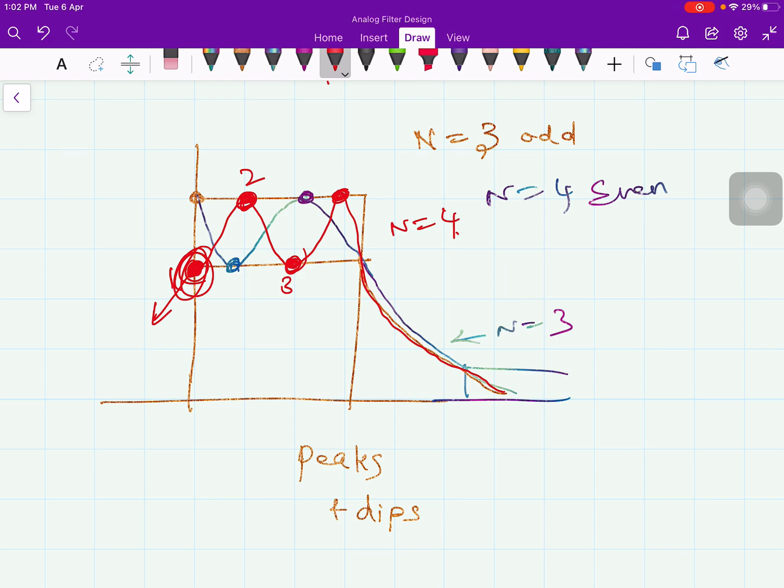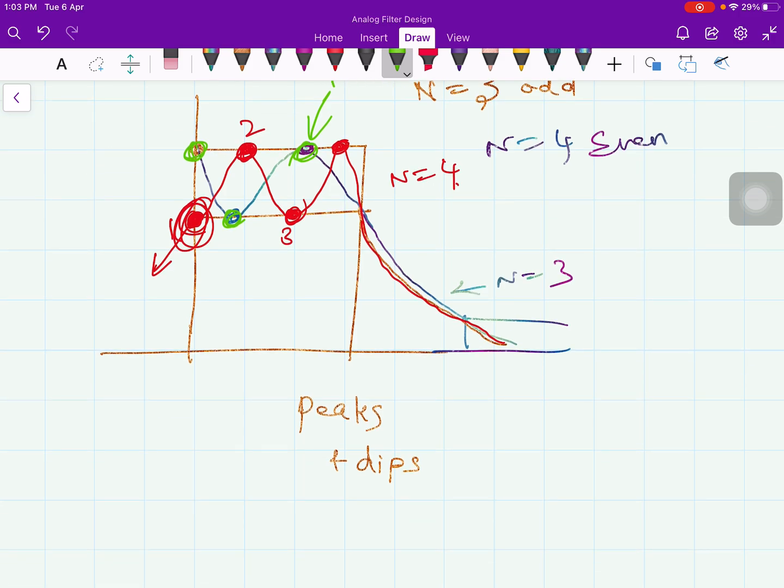If you take capital N equal to 3, we have 3 peaks. See, this is 1 peak, 2 and 3 peaks. This green color is N equal to 3. If you take capital N equal to 4, we have 4 peaks shown in the red color. So the number of maxima and minima in the pass band is equal to capital N, the order of the filter.